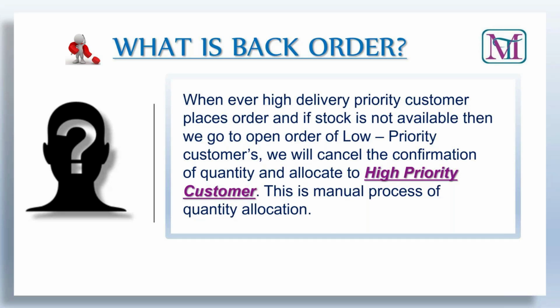Then next, what is the back order process? So what is the back order process? Whenever a high delivery priority customer places an order, and if stock is not available, then we'll go to the open orders of low priority customers. We'll cancel the confirmation of quantity and allocate it to the high priority customer. This is the manual process of quantity allocation. Okay, so in the next slide you can understand.